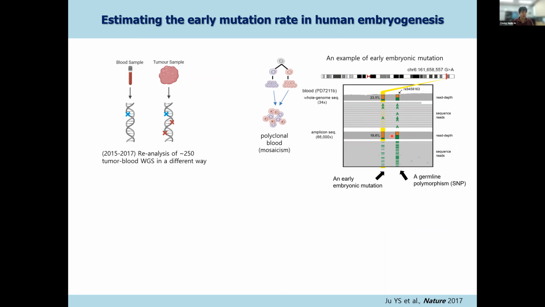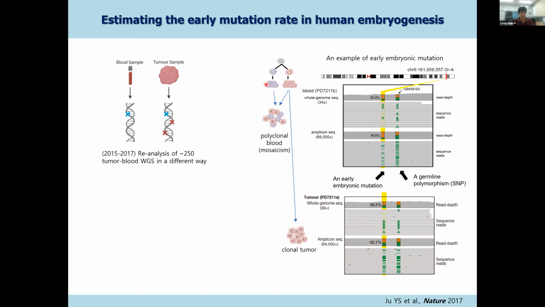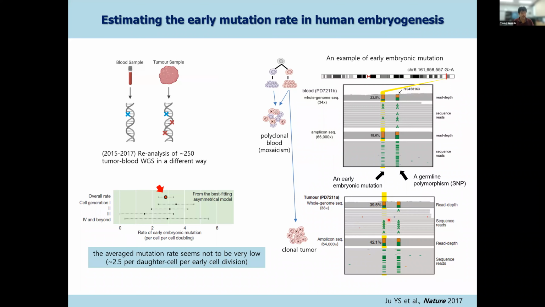What if we see the genome sequences from the matched tumor? The chance is 50-50, right? The tumors can be derived from the first lineage or the second lineage. And if the tumor was derived from the second lineage, all the tumor cells will have the specific mutation for lineage 2. And as we can see here in the tumor genome sequences, the mutations are at much higher intensity, or the mutations are there clonally. So by combining the two analyses, we can say this is an early embryonic mutation, in mosaicism in the polyclonal blood, and clonally present in the tumor tissues.